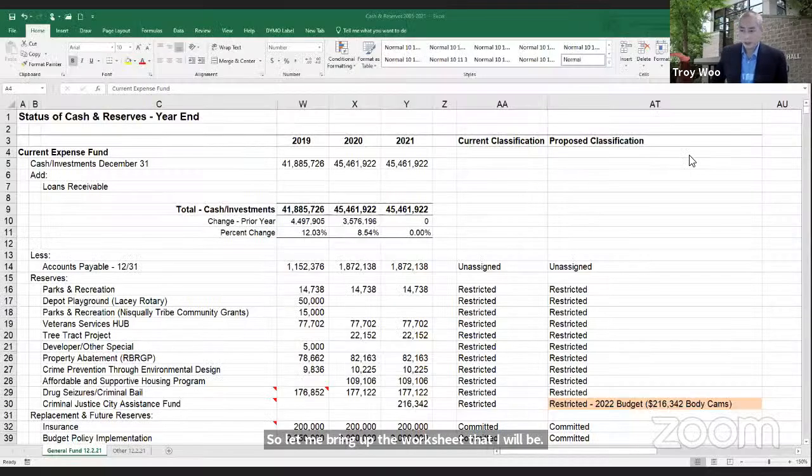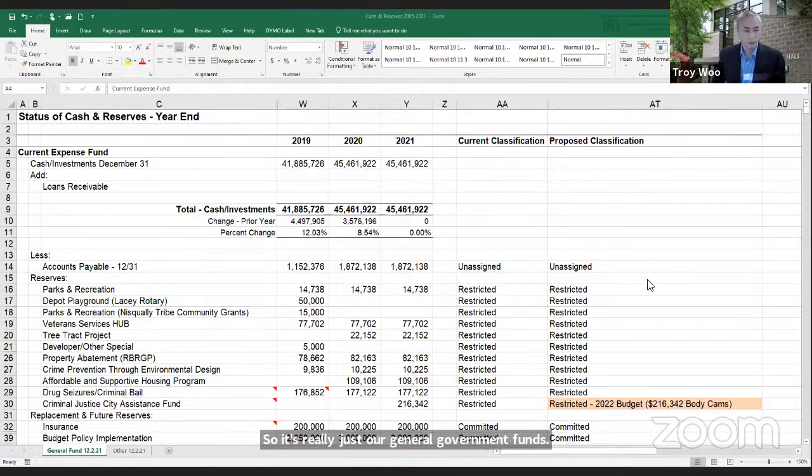So let me bring up the worksheet that I hope will look familiar to you. Okay, hopefully you could see the spreadsheet on screen. So these reserves really focus on the general fund and general government services. So this doesn't include utilities. It does not include our internal service funds. So it's really just our general government funds.